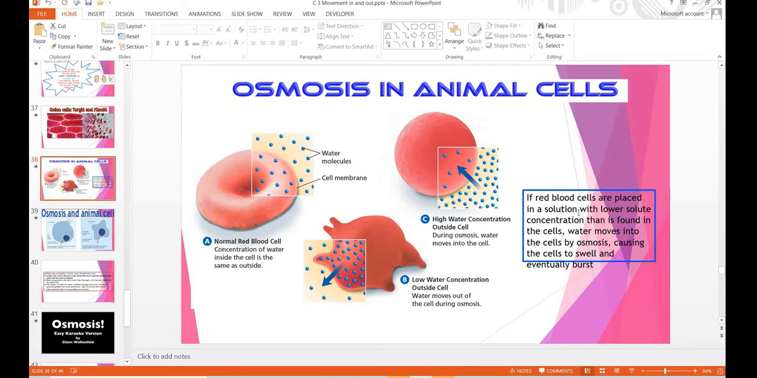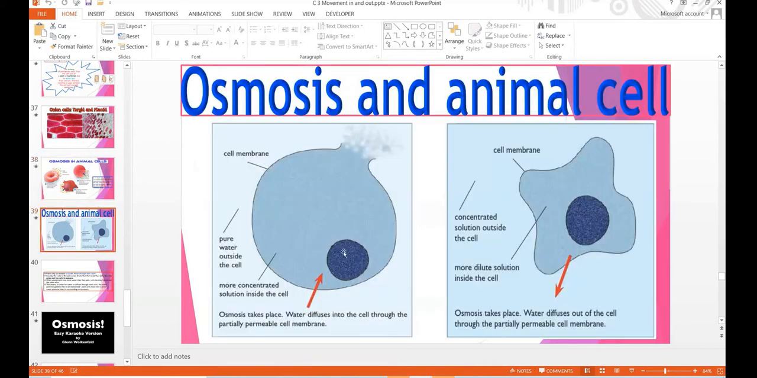So if RBCs are placed in a solution with lower solute concentration than is found in the cells, water moves into the cells by osmosis, causing the cells to swell and eventually burst. So this is what happens even in animal cells, exactly like the plant cells. But the difference is that in plant cells, the presence of a tough cell wall prevents the cell from bursting, whereas the cell wall is absent in animal cells. So when more water enters the cell, it eventually bursts, because the cell membrane is very, very thin. So this is what is shown over here.